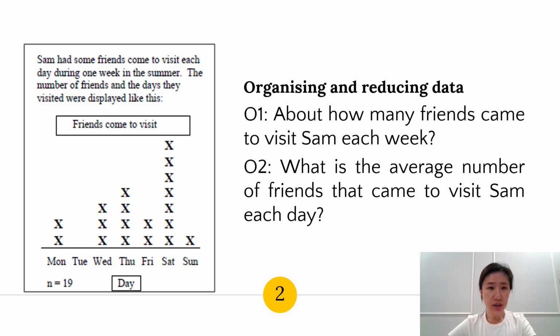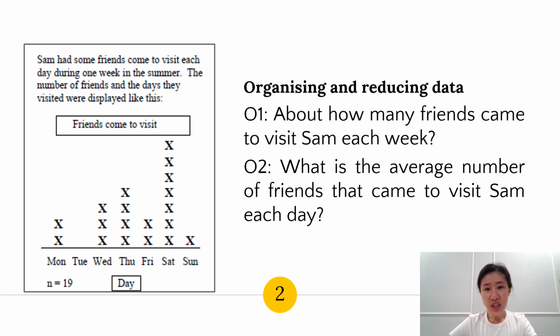Right, so here in this data that you can see in the picture graph, you are only given the data for 1 particular week in the summer. So how many friends do you think would visit Sam each week? This question is an open-ended question where students can refer to the data that is presented to them to give them an idea about how many friends came to visit Sam each week during the summer holidays.